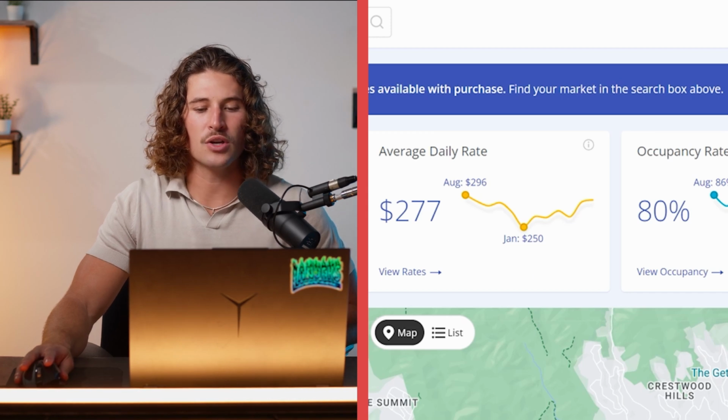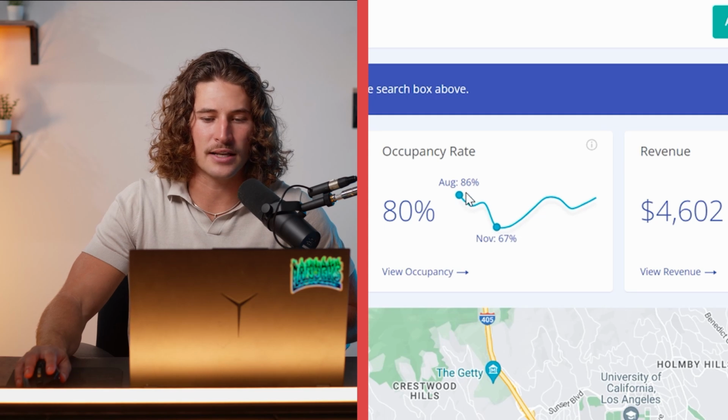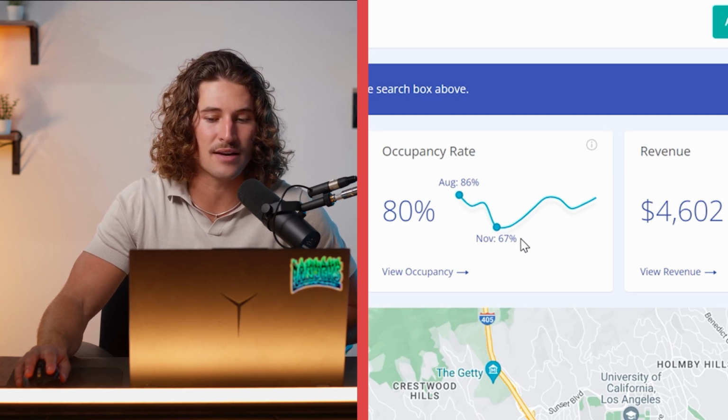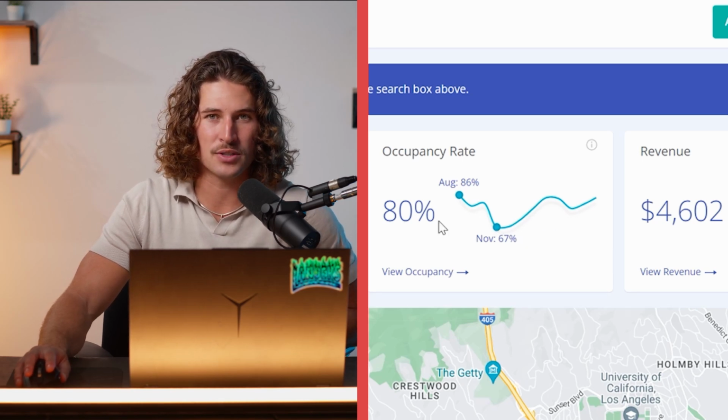So in terms of occupancy rate, you'll see here that Santa Monica has in August a high of 86% and a low of 67% in November. That means that it averages out over the course of the year to about 80%. So some months are way better, obviously, when people are traveling, and some months are worse, like November, when people are back at school, it's getting a little bit colder and not too many people are going to the beach.